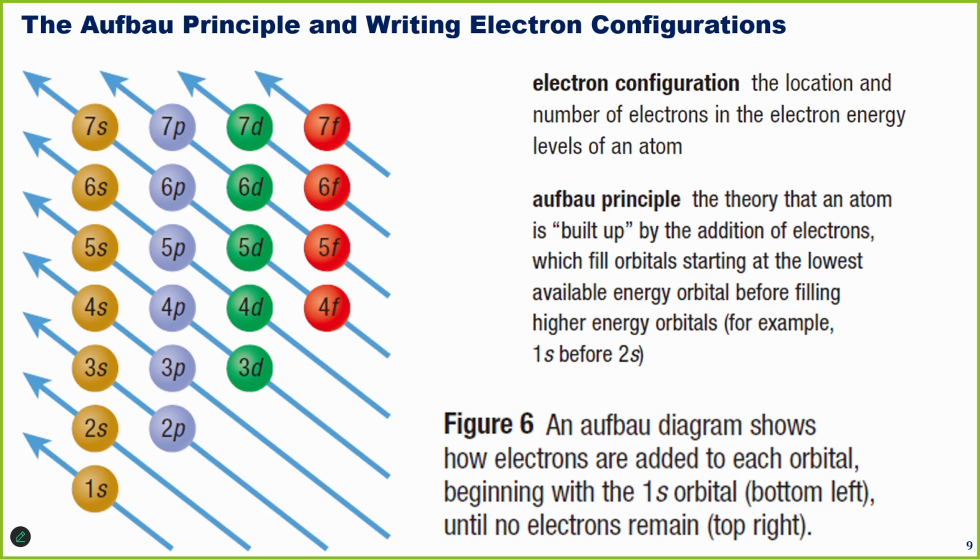So figure 6 shows how an Aufbau diagram can be used as a tool for determining the electron configuration of an atom. The word Aufbau is German for building up. I'll give you some time to have a look at the Aufbau diagram here. Probably you want to write this in your notebook. We're going to use this diagram a lot in the following discussion.